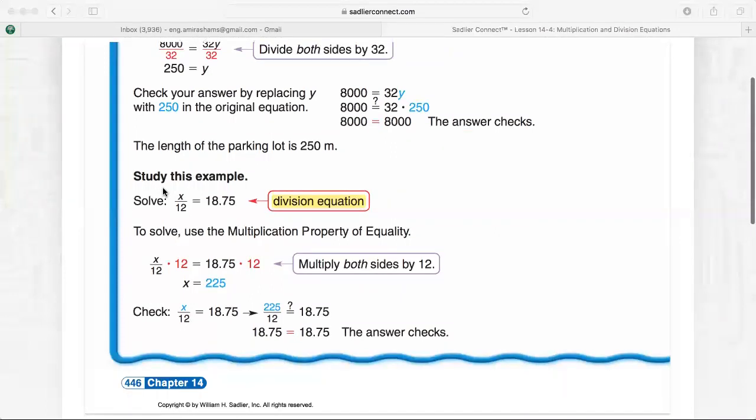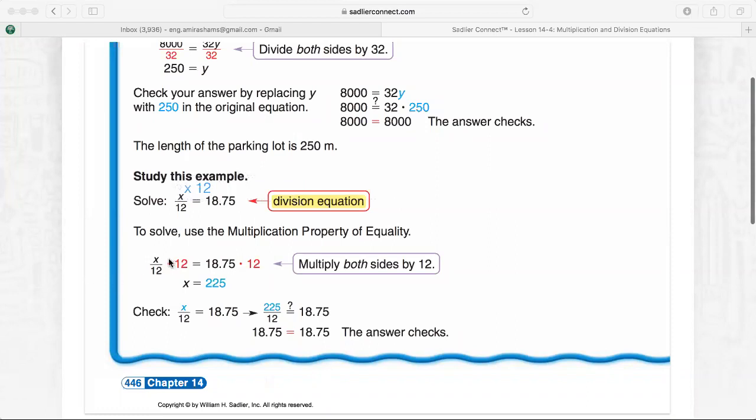Here I have x over 12 is equal to 18.75. X over 12. What is the operation here? Where is the operation symbol? The operation symbol is here: divide by 12. The inverse of divide by 12 is multiply by 12.